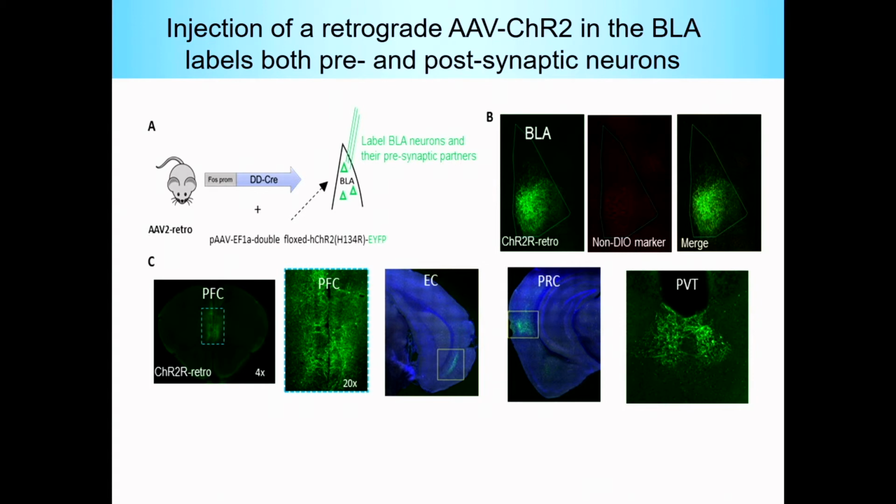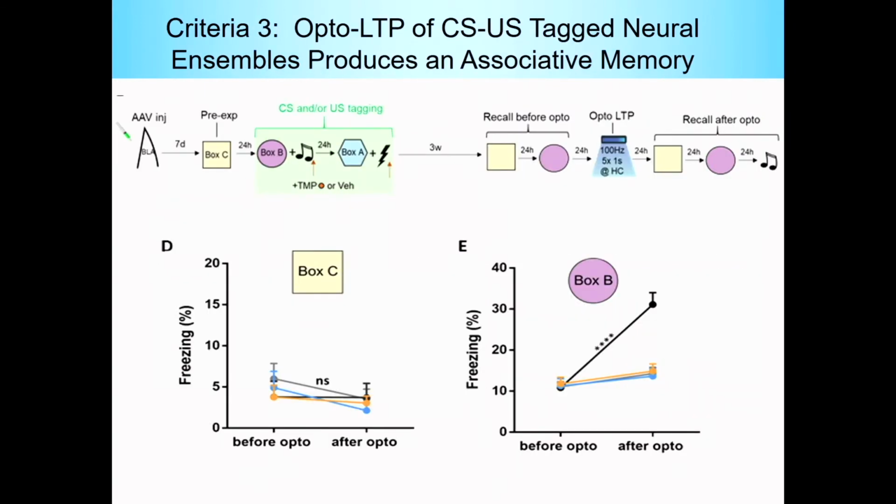And this virus is delivered in such a way that we're only going to label the active neurons, active with CS or with US. So this is very complicated on the top. Suffice it to say that box C is a control box. Box B is the CS neurons that we've tagged, and the US neurons are also tagged. And we get the expression of channel rhodopsin, we wait a while, and now we look at the memory before optical stimulation, okay? So there is no memory, right?